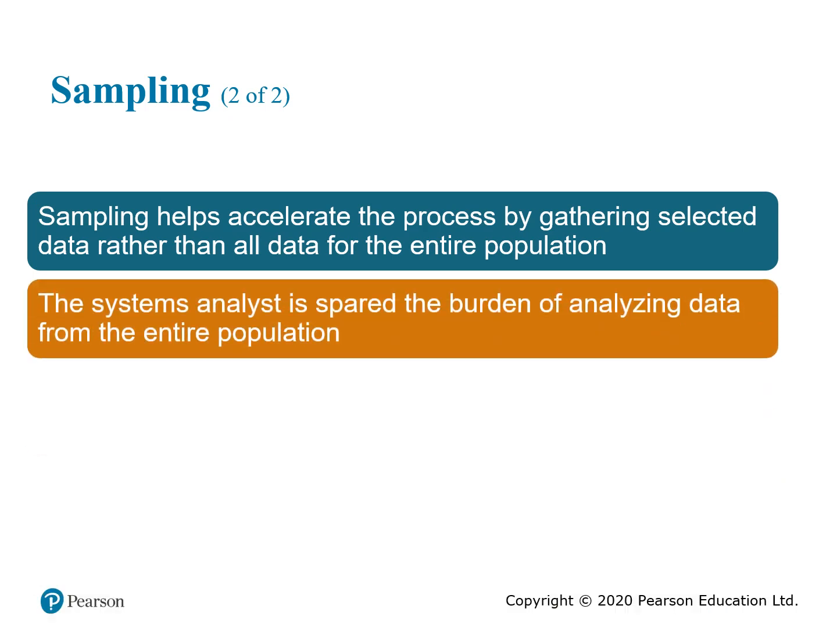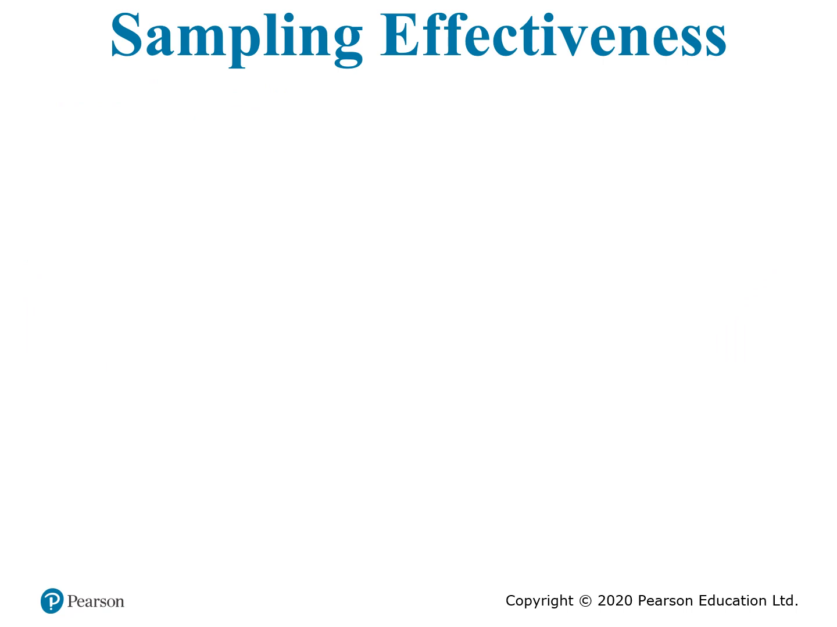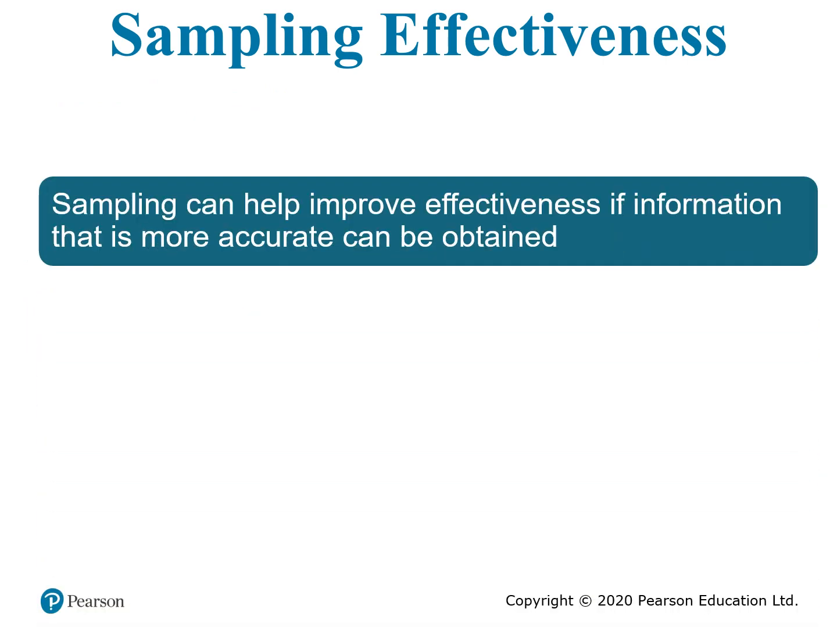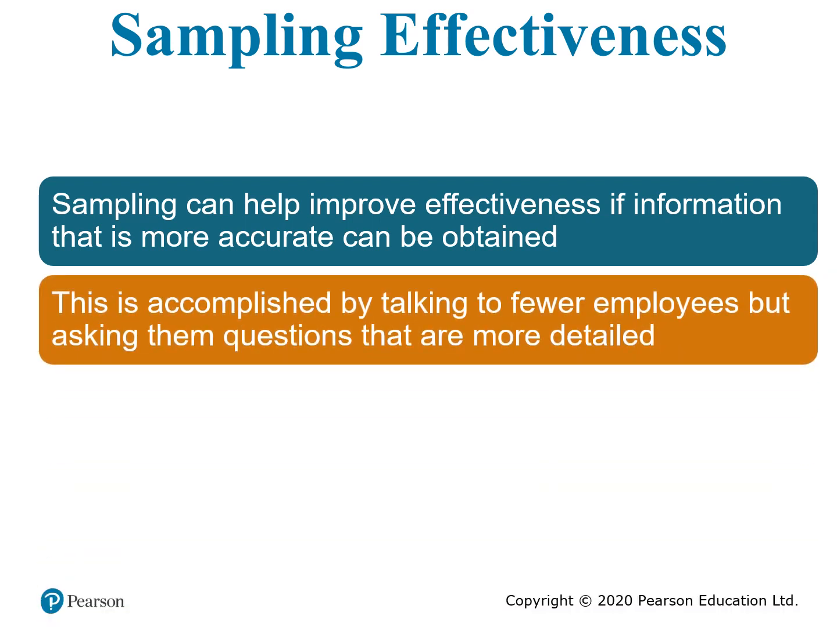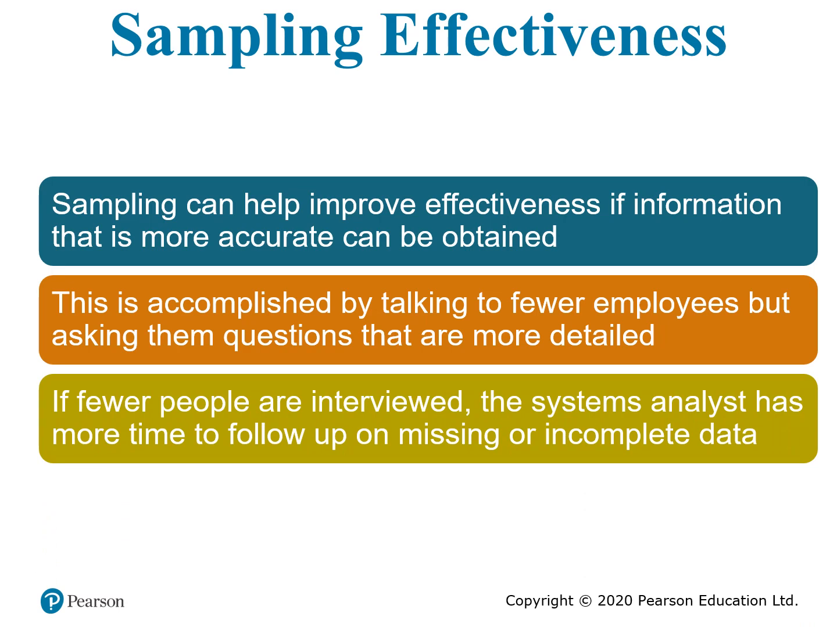The systems analyst spreads the burden of analyzing data from the entire population. Sampling effectiveness is also one of the advantages, or reasons, behind using the sampling method. Sampling can help improve effectiveness if more accurate information can be obtained, and this is accomplished by talking to fewer people but asking them questions that are more detailed.